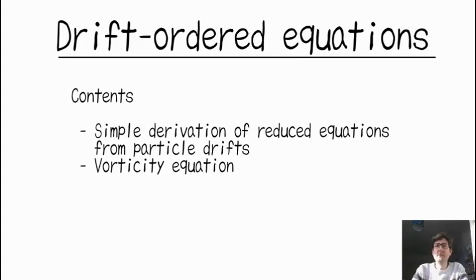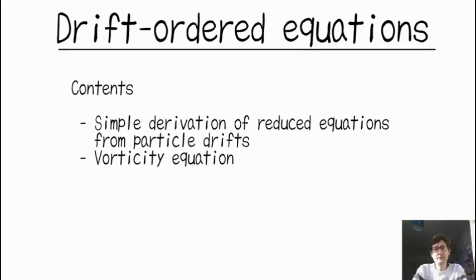Hey, welcome. In this video I'll introduce drift-ordered equations by deriving in a simple way a couple of the reduced fluid equations from particle orbits. This is not a rigorous derivation, but it's intended to give you some intuition about what the equations mean and where they can come from. And so I'll show you how you derive a vorticity equation, for example, from particle orbits and from current continuity.